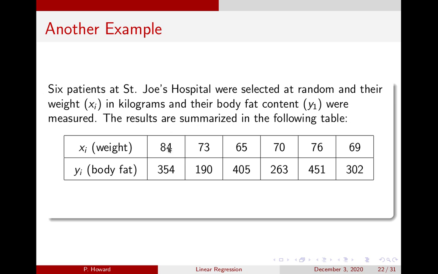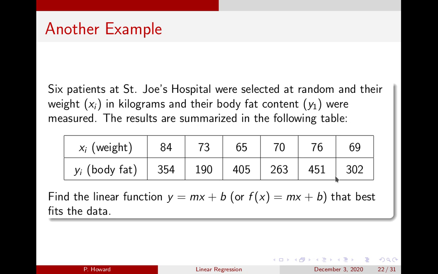So at a weight of 84 kilograms, we had a body fat of 354. At a weight of 73 kilograms, body fat measure of 190, and so on. What I would like to do is find the linear function y equals mx plus b, or f of x equals mx plus b, that fits this data best.